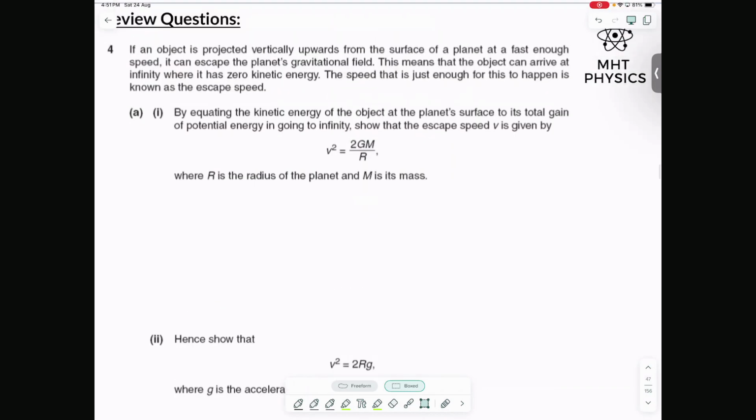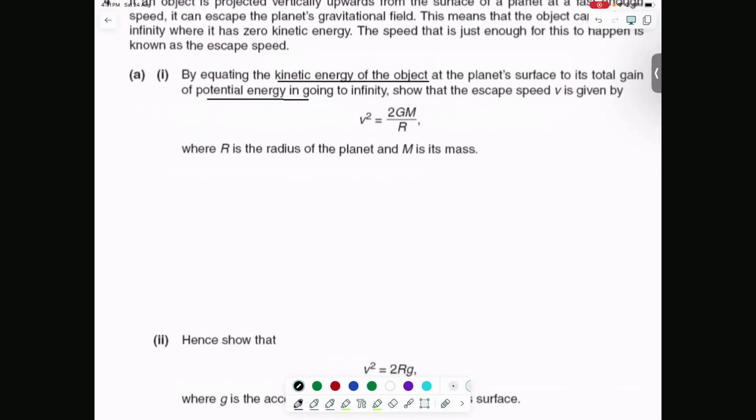So how do you do this? They give you the direction: equating the kinetic energy of the object at the planet's surface to the total gain in the potential energy. So the way you do this is what we did earlier. Your object will go from the surface to where? Infinity, right? So this distance is the radius of the Earth, and this is infinity. What you need to do is find the potential difference between the 2 points.